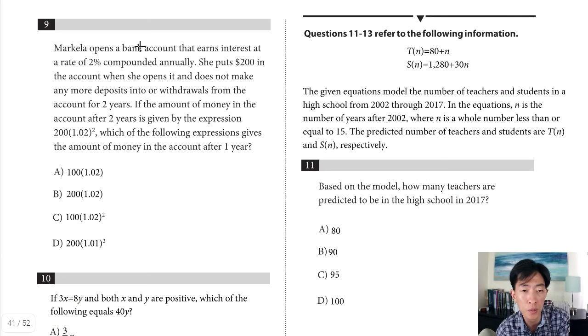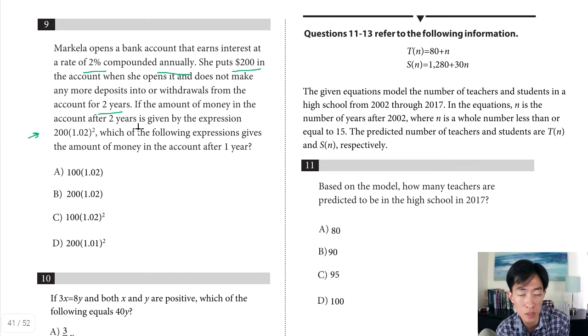Question 9, Markel opens a bank account that earns interest at a rate of 2% compounded annually. She puts $200 in the account when she opens it and does not make any more deposits into or withdrawals from the account for 2 years. If the amount of money in the account after 2 years is given by the expression that, which of the following expressions gives the amount of money in the account after 1 year?